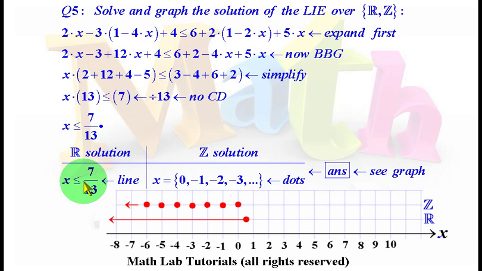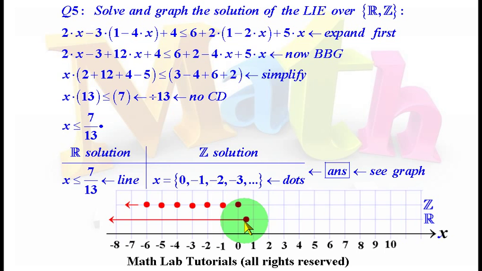Okay, so all we need to do over here is to graph this on the real number line. So we have a number line here, and this will represent our solution over the real numbers, and this will represent our solution over the integers. So over the real numbers, all we have to do is locate 7 over 13, which is roughly about 0.5. There it is there. You put a solid dot there, and then all the real numbers to the left of that boundary are in the solution set over the real numbers.